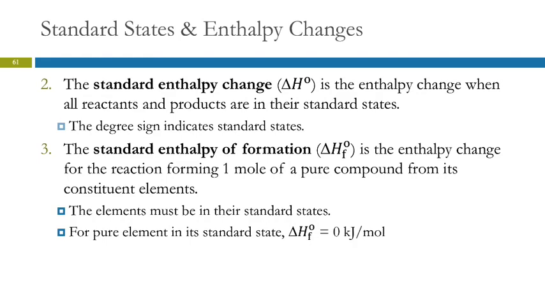So standard enthalpy change, we had delta H, and now we've added this degree symbol, this little 0. That indicates standard states. So this is standard enthalpy change. Standard enthalpy of formation, so we've got standard enthalpy change, and now we put an F here indicating formation. That's the enthalpy change for making 1 mole of a pure compound from its elements. The elements have to be in their standard states. The standard state for these pure elements gives us a delta H of formation for them of 0, because we said that was going to be 0.